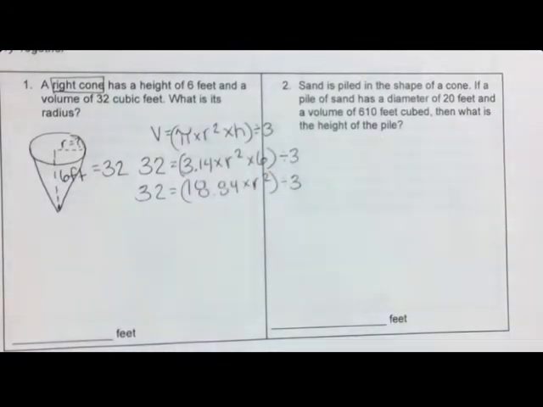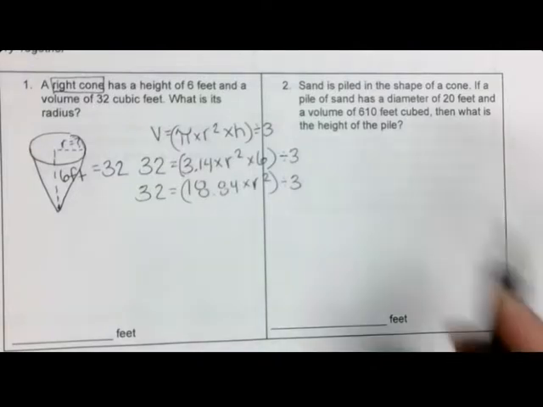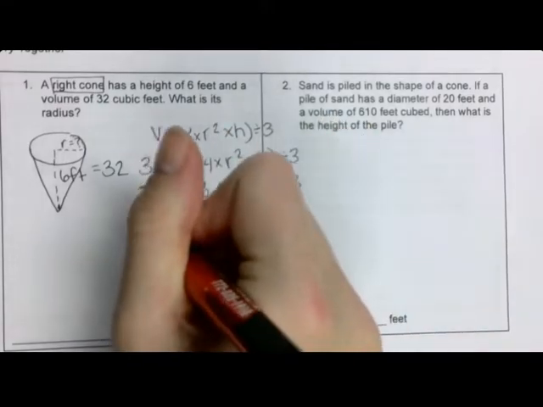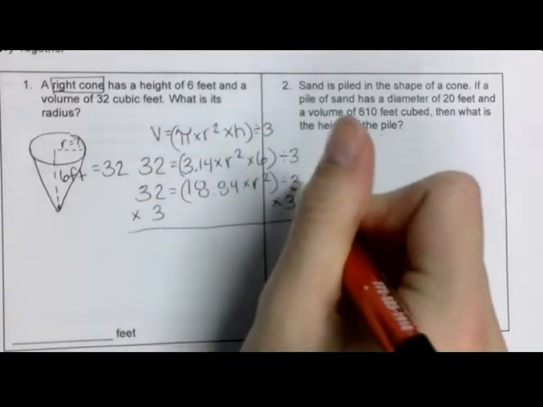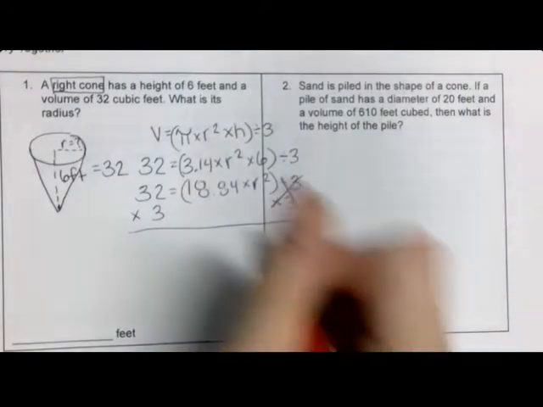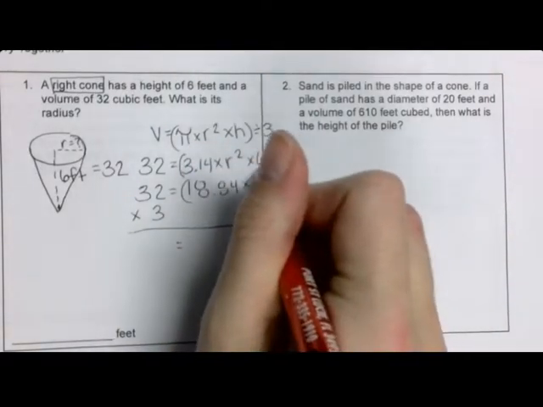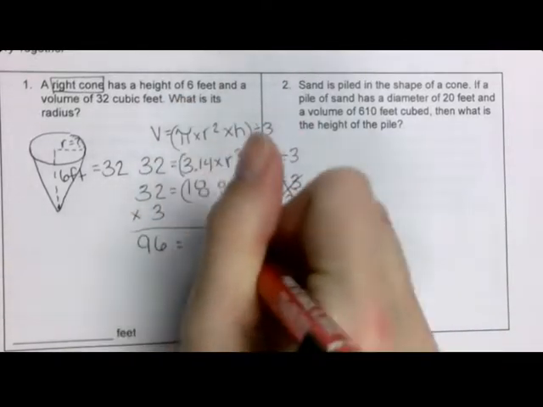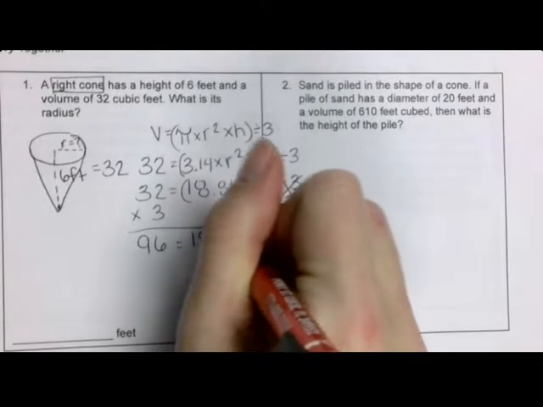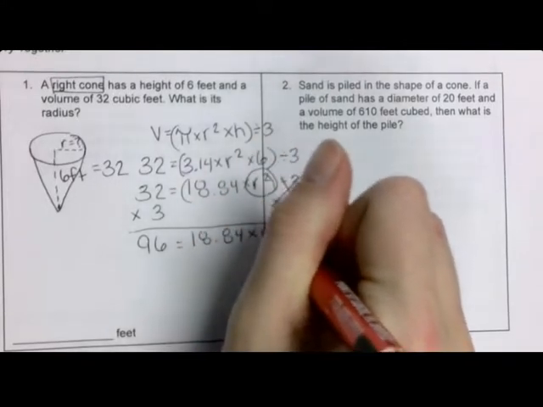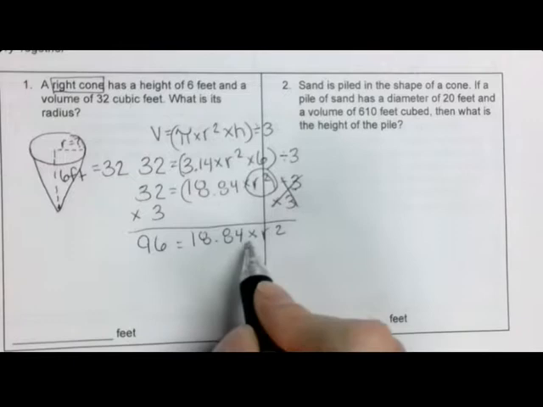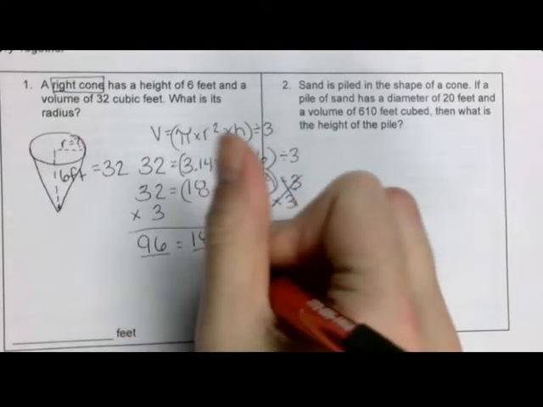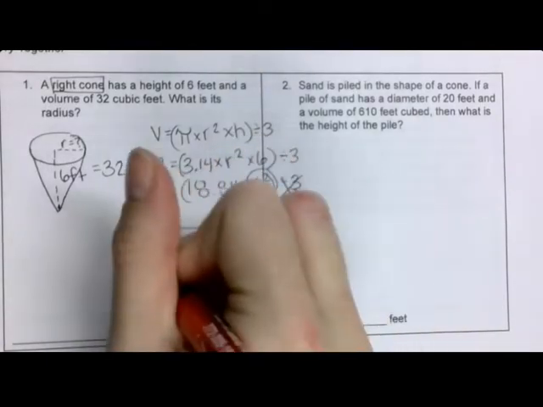Now, let's work backwards. In order, we usually do this one last. We're going to do it first. So we are going to multiply both sides by 3. That would get that extra step out the way, and I'd be a lot closer to getting that by itself. So 32 times 3 is 96. And then this is 18.84 times r squared. Well, to undo that multiplication, I need to divide both sides by 18.84.